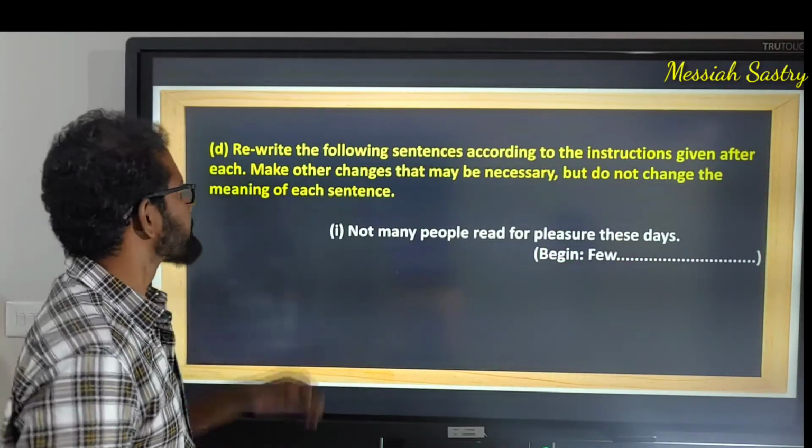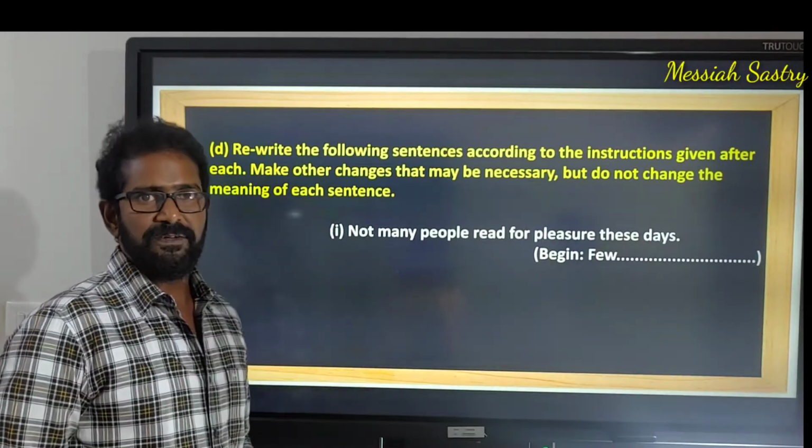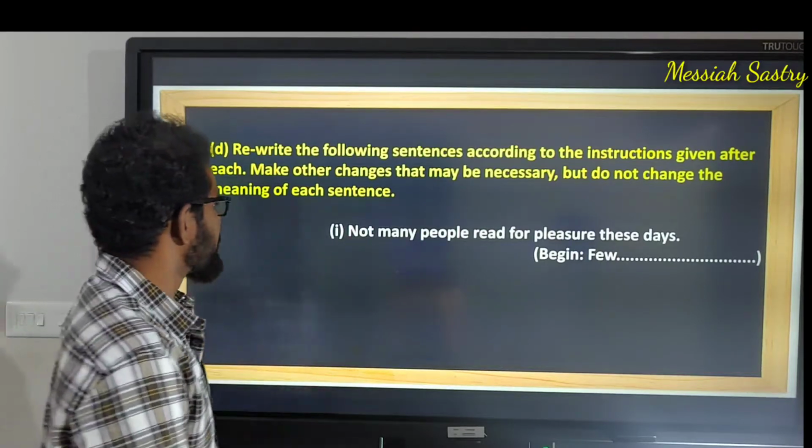Question 4. D. Transformation of sentences. Let us see the first one.